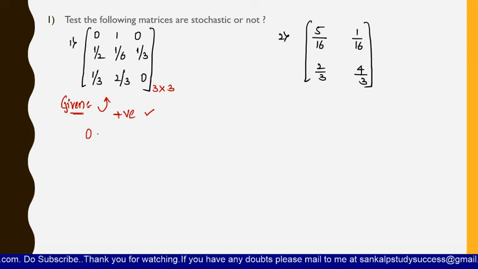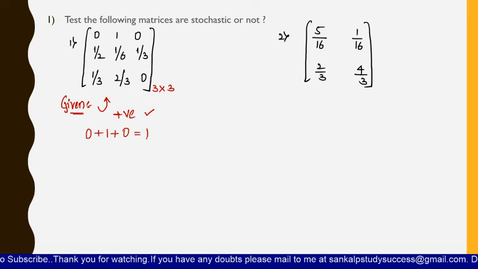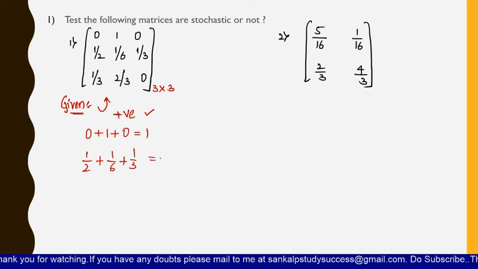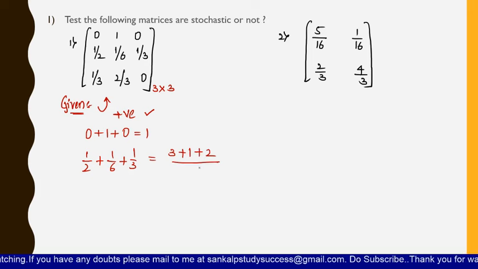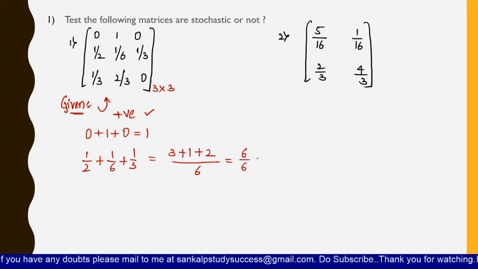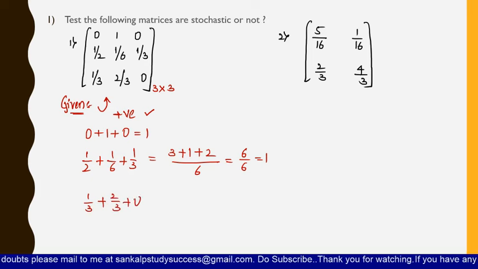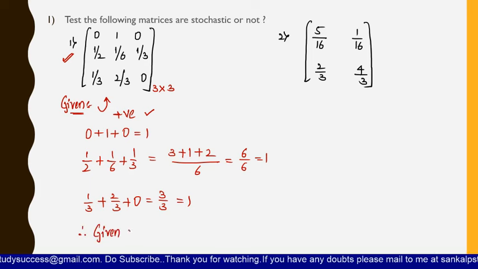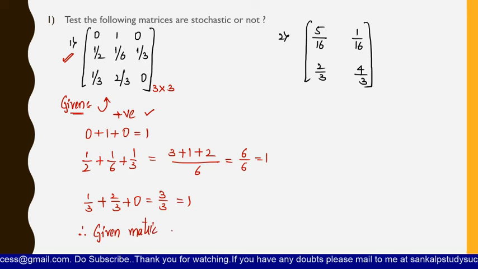If you consider the first row, it is 0 plus 1 plus 0, which is equal to 1. If you consider the second row, 1 by 2 plus 1 by 6 plus 1 by 3. If you take the LCM, then you will get 3 plus 1 plus 2 by 6, which is equal to 6 by 6. That is nothing but 1. Now if you consider the last row, 1 by 3 plus 2 by 3 plus 0, which is equal to 3 by 3, which is equal to 1. So for the first matrix, the sum of the elements in each and every row is equal to 1. Therefore the given matrix is a stochastic matrix.